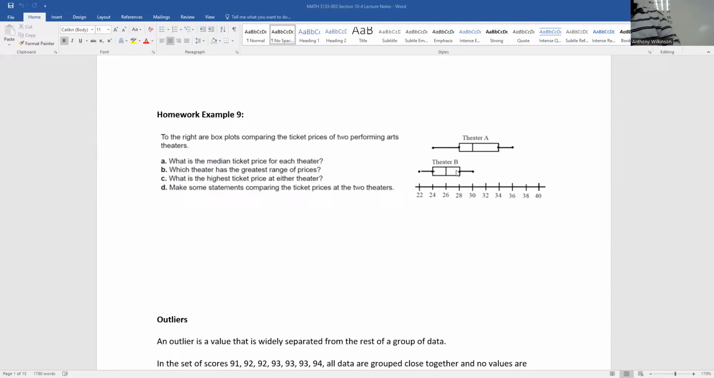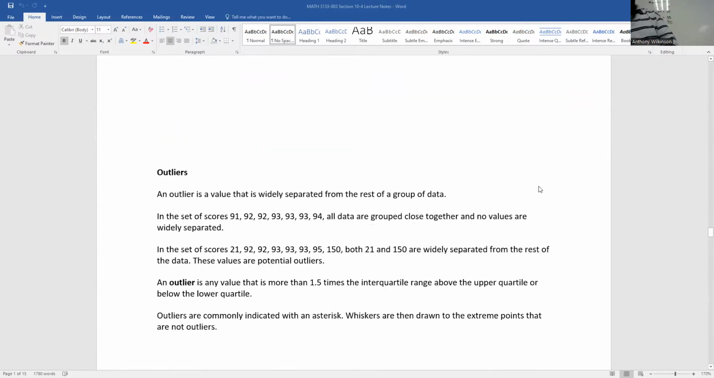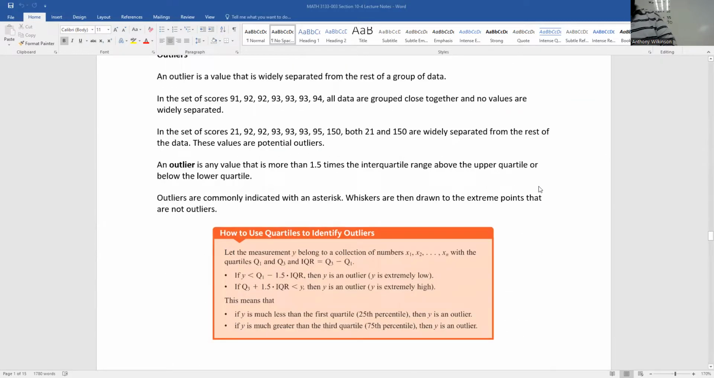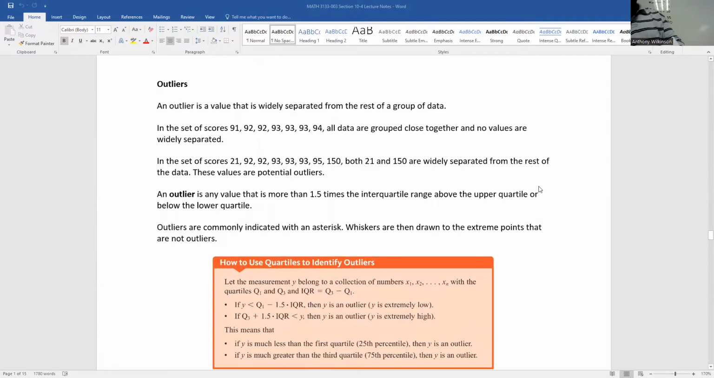All right, questions on example 9? Okay. All right, here we're going to talk about outliers. An outlier is a value that is widely spread from the rest of the group of data. That's one data value, or it could be more than one data value that's far away from all the others.